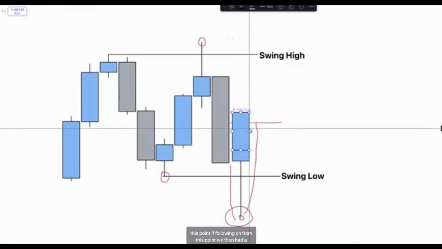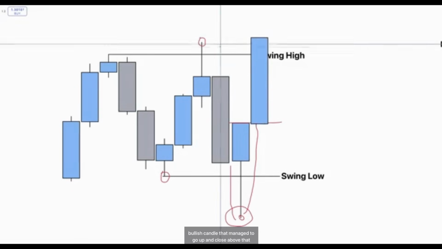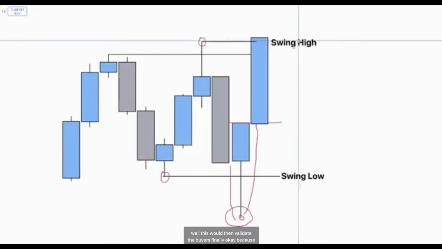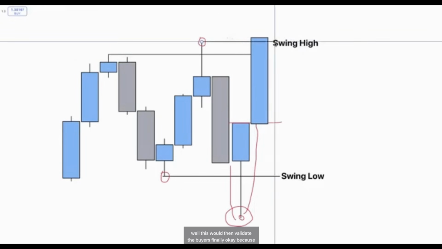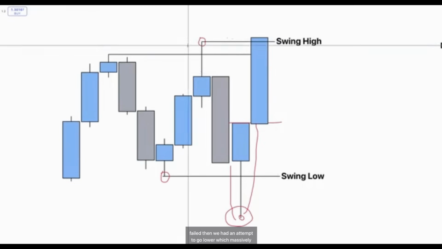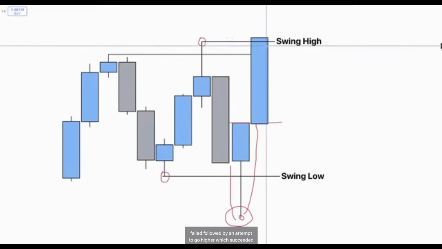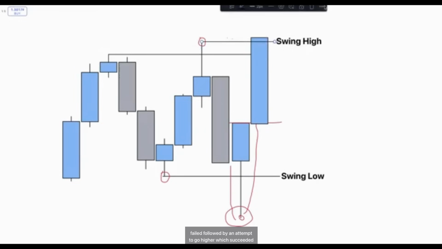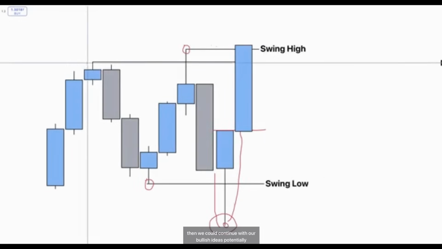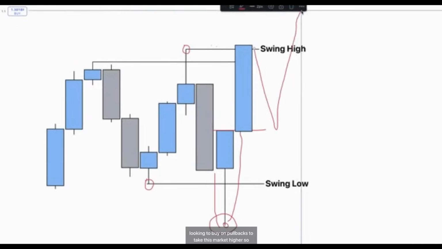If, following on from this point, we then had a bullish candle that managed to go up and close above that previous swing high, so we'd be looking around this point here, well, this would then validate the bias. Finally, okay, because what we've actually shown is an attempt to go higher that failed, then we had an attempt to go lower, which massively failed, followed by an attempt to go higher, which succeeded with this closure. And if this candle was to close up here, then we could continue with our bullish ideas, potentially looking to buy on pullbacks to take this market higher.